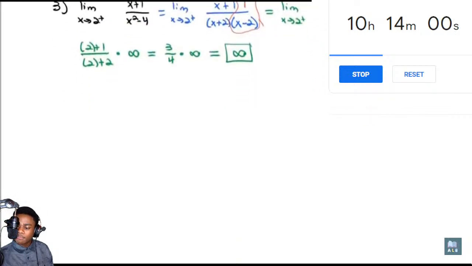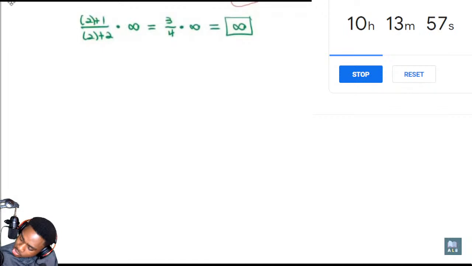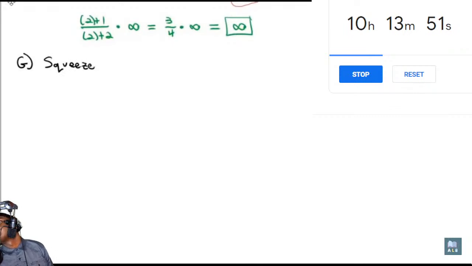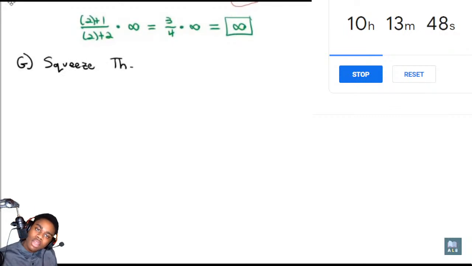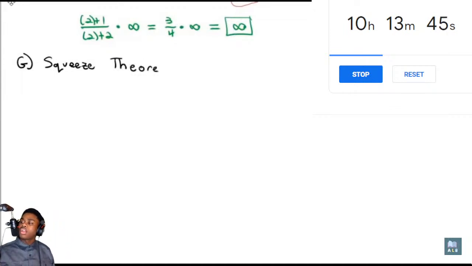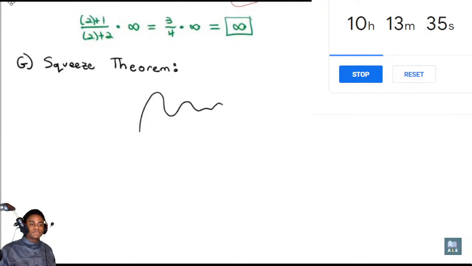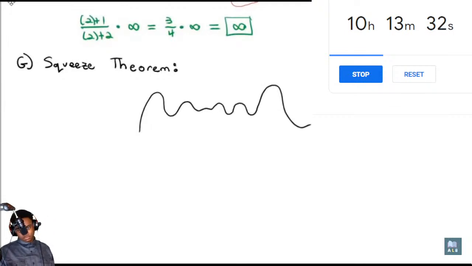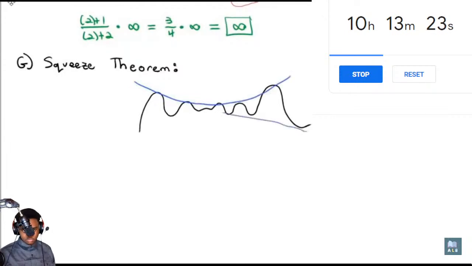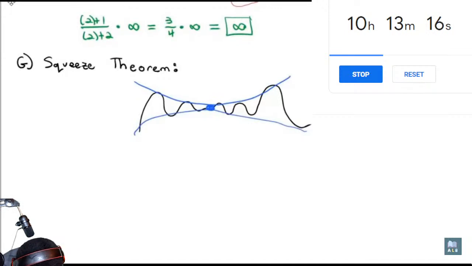I have one more limit trick that I want to look at. We call this guy the Squeeze Theorem. And it's particularly useful to find limits with trig properties. The idea with the Squeeze Theorem is if I've got some function and I don't know what the limit is, but I can find a function that goes above it and a function that goes below it, so that they all meet in the center at the same exact point.